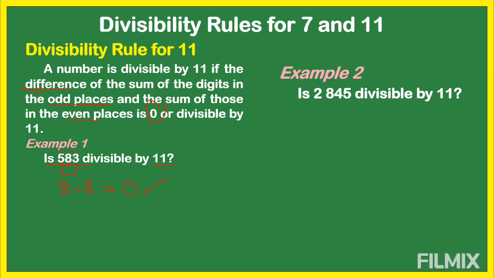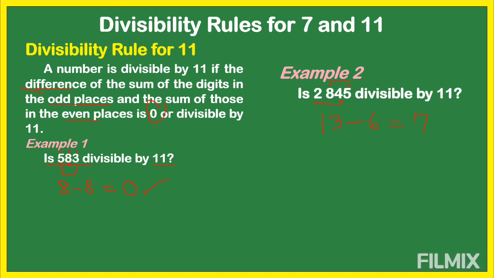Is 2,845 divisible by 11? So, we have 4 digits here. So, we pair them up. The first pair is 5 and 8. This is in the odd places. Another one is 4 and 2 in the even places. Okay, we're going to add 8 plus 5. 8 plus 5, the answer is equal to 13. Then take the difference. We're going to subtract. 2 plus 4, the answer is equal to 6. Then 13 minus 6, the answer is equal to 7.